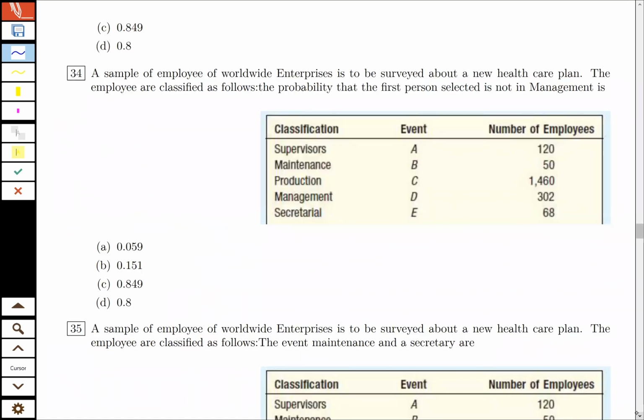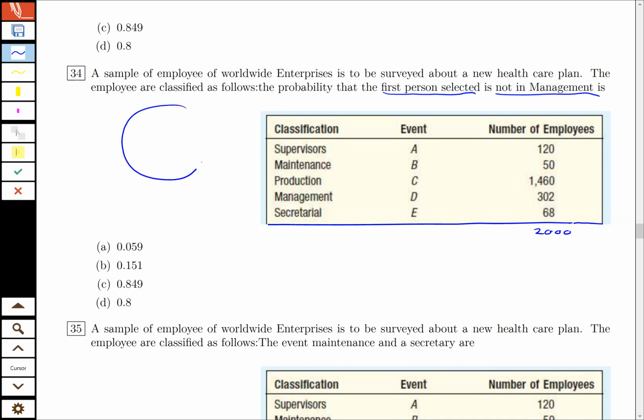Same data, but we change the question. So we say that's 2000. We just calculated. Now, here he said, what's the probability the first person selected is not management? That is speaking about complements. When I have a complement, what do I mean by complement, guys?